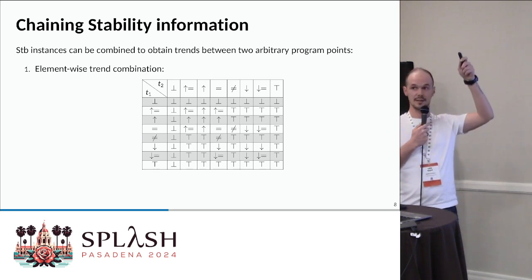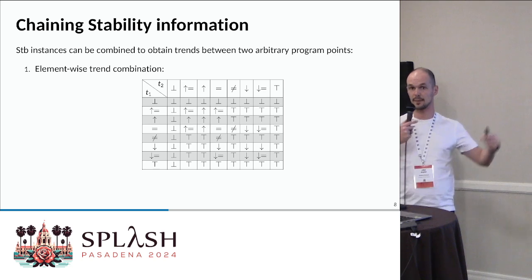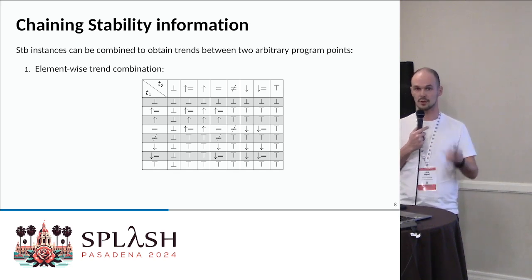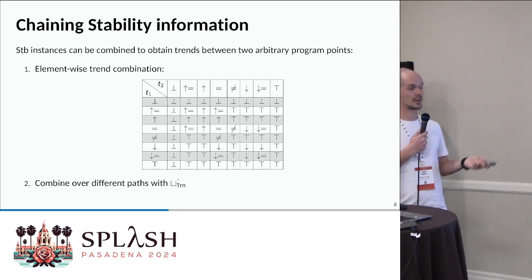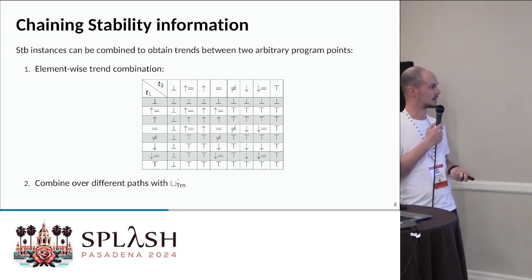And when you have this chained information on sequences of instructions, you can merge them over different paths, after if-then-elses or at loop exits, by just using the least upper bound. So it's very straightforward and not really costly.